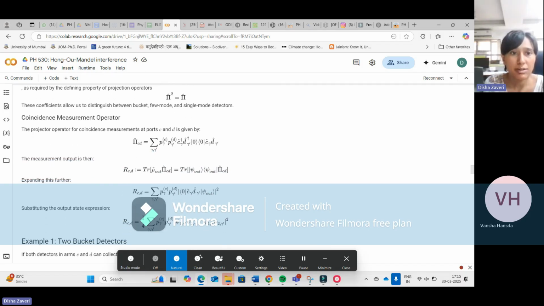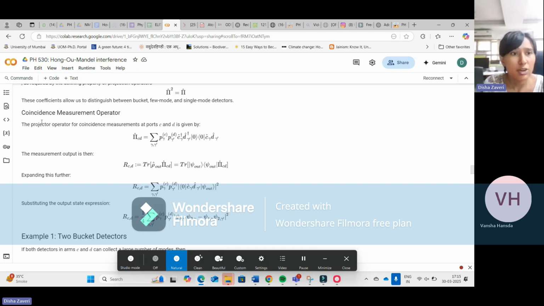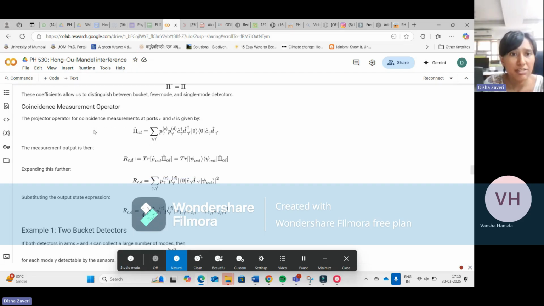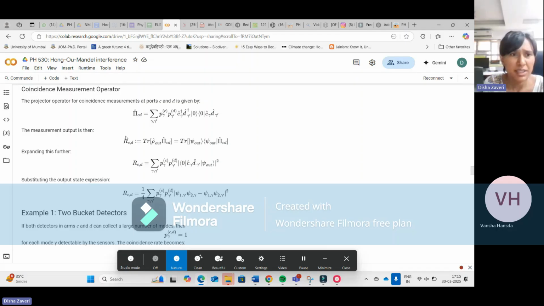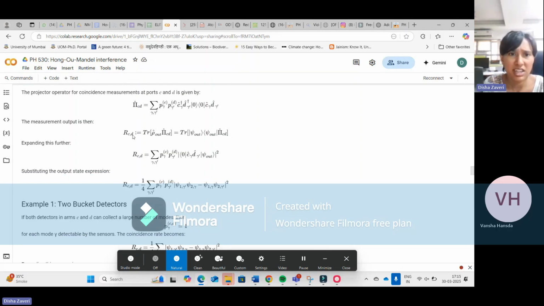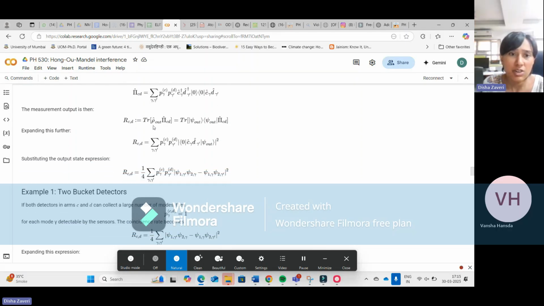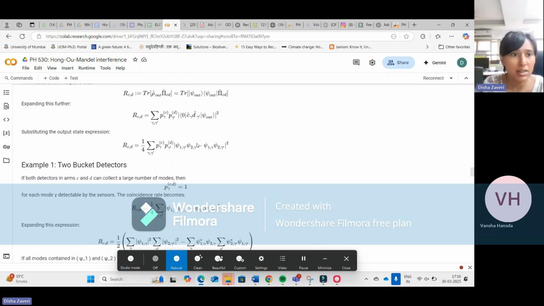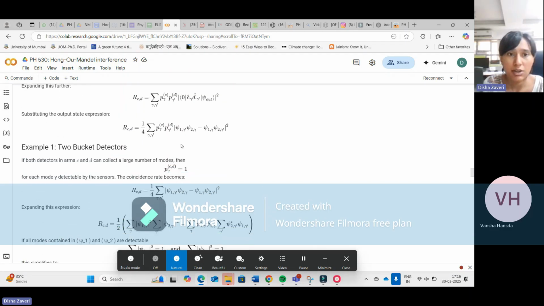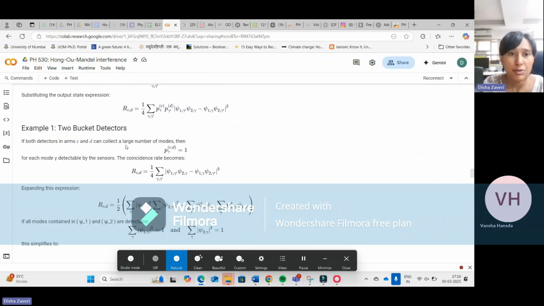Now let's talk about the coincidence measurement operator, which is pi CD, written as this. Then the measurement output is given as R CD, which is the trace of rho output and pi CD, which can be expanded as this. And then we get this expression. So we have three cases, the first one being two bucket detectors.